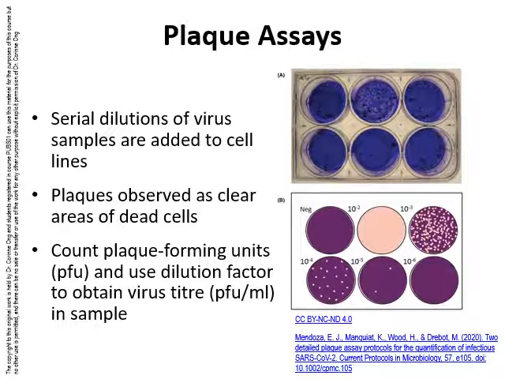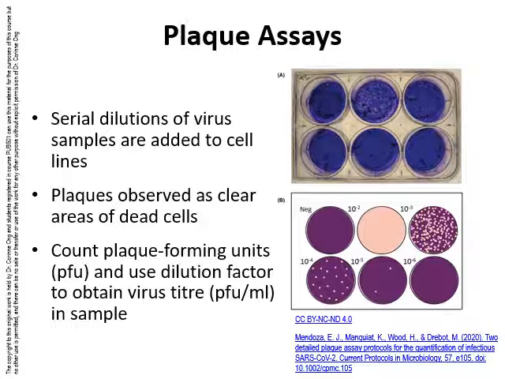Plaque assays enable the amount of virus present to be quantified. Serial dilutions of the virus sample are added to cell lines in tissue culture wells. The areas of dead cells appear as clear areas called plaques. By counting these areas, the number of plaque-forming units can be determined, and the dilution factor used to calculate the original amount of virus, and this is called the titer.